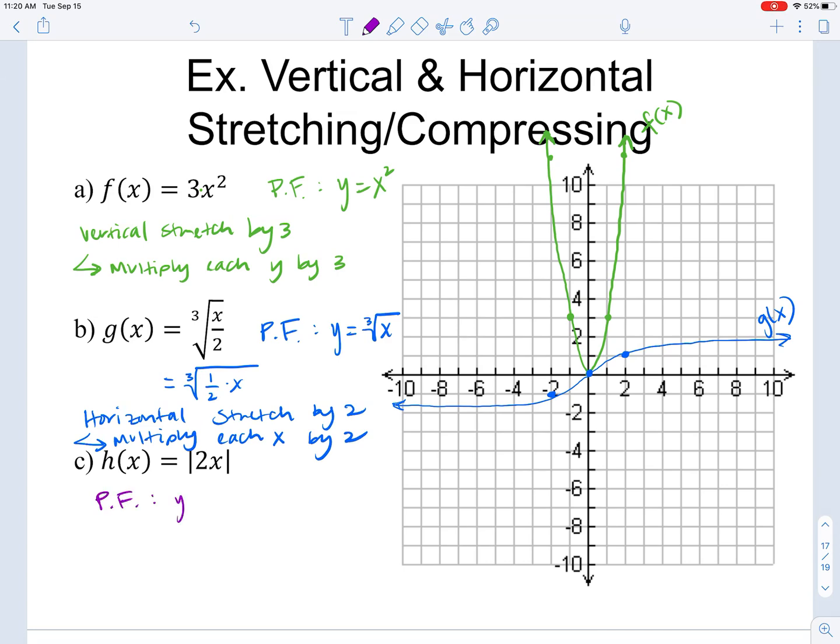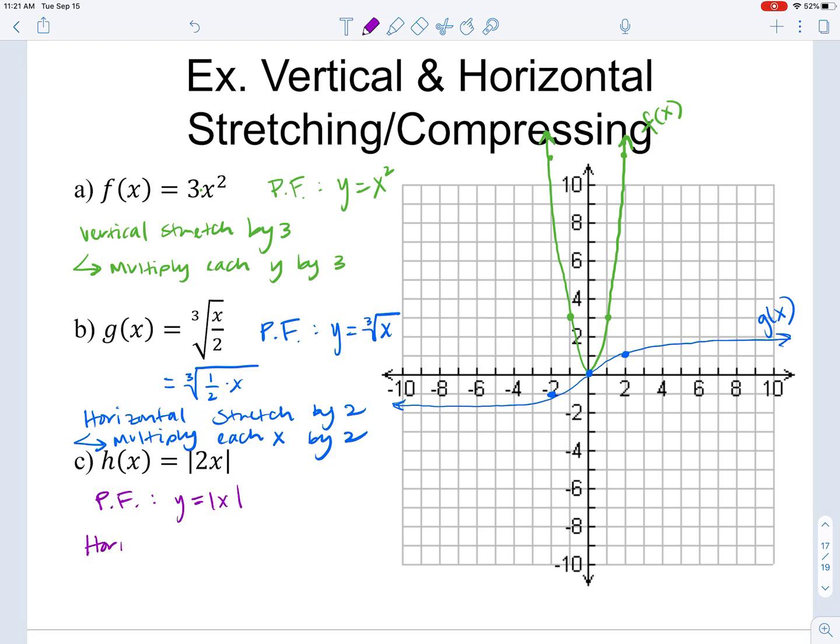Okay, the parent function for h of x is absolute value of x. Right, the V has its point at the origin. And then 1, 1, 2, 2, 3, 3, 4, 4. Negative 1, 1, negative 2, 2, negative 3, 3, and so on. That 2 is on the inside of the absolute value bars. So x is being multiplied by 2.